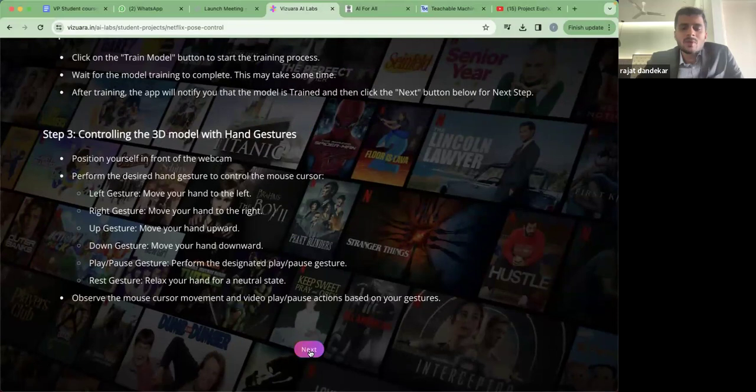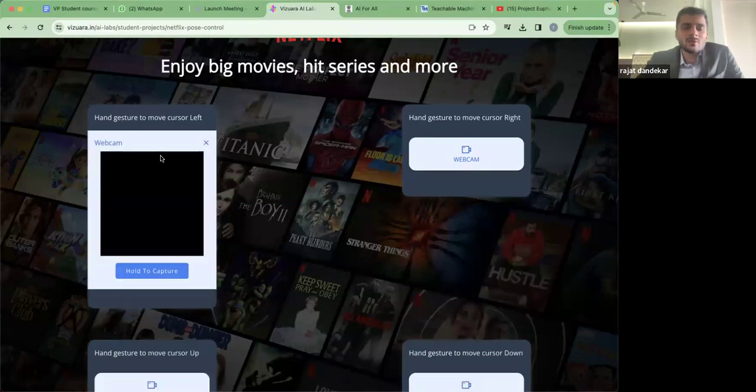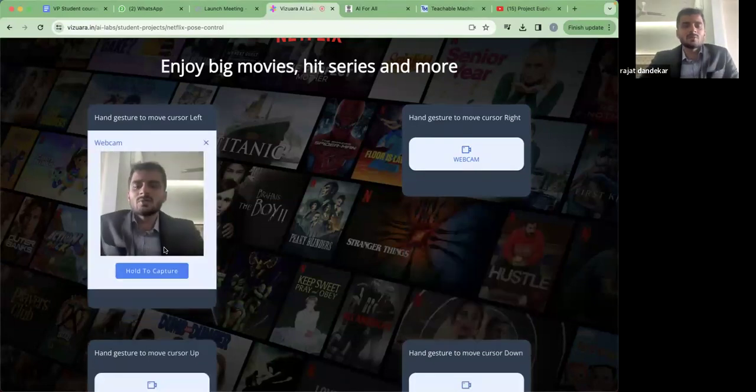So if you click on next, you will see that this interface pops up, which is very similar to the interface that we saw with Teachable Machine. Again, the steps are to upload your training data. So let me just see if I can show you how this works.